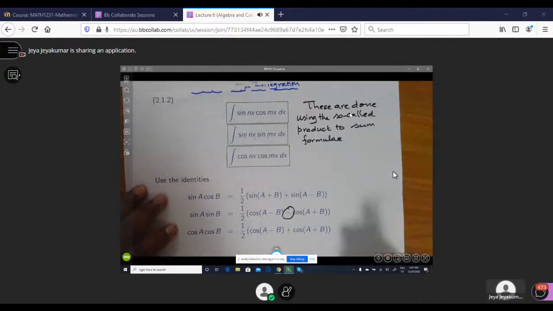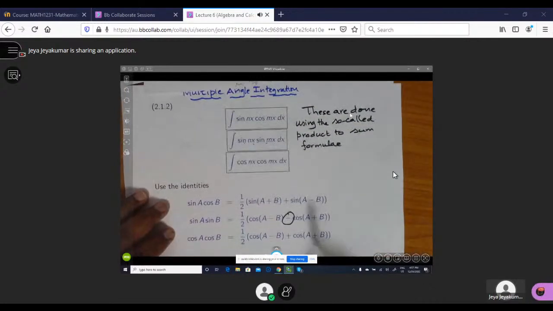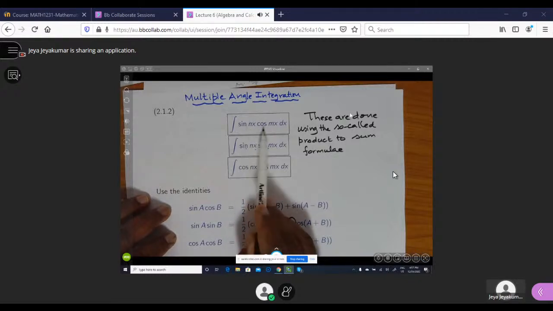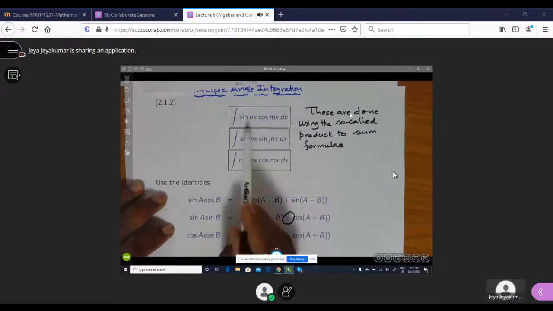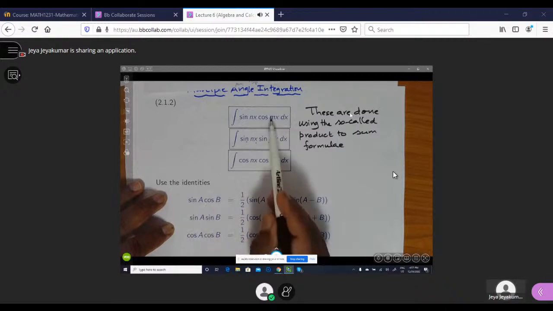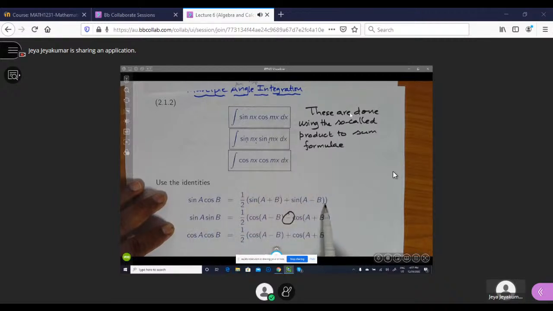Yeah, okay. So if we have an integral involving multiple angles of sine and cosine, you have three types here: product of sine and cosine, product of sine and sine, and product of cosine and cosine. If you have the product of sine and cosine, the first type, you use this product-to-sum formula: one half of sine (A plus B) plus sine (A minus B), right? The first one, you can use this.